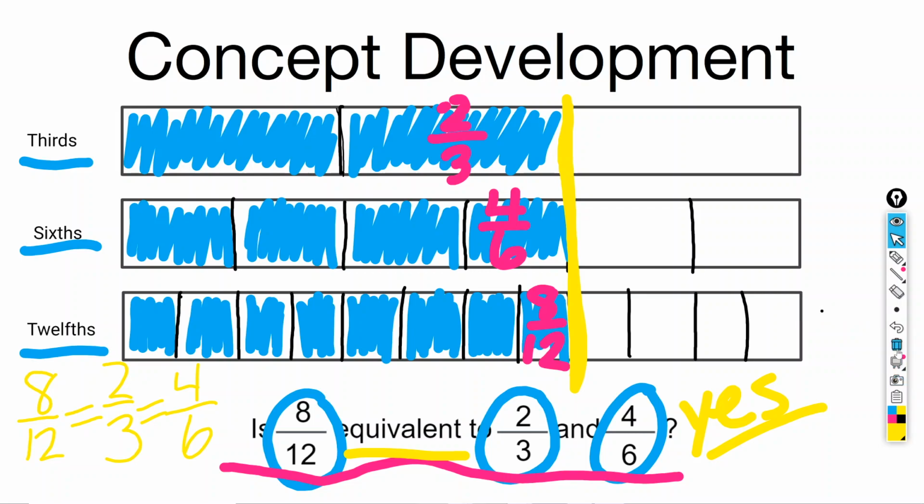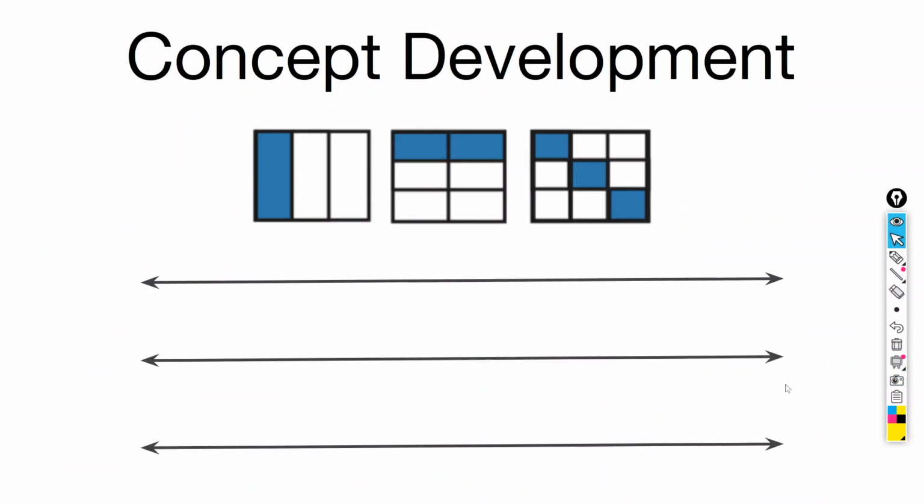Okay, let's go ahead to our next slide. Now we have three models in front of us, and what we need to do is model them on the number line.